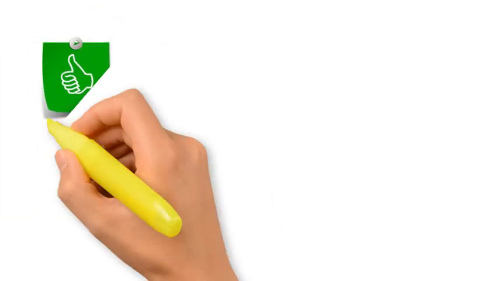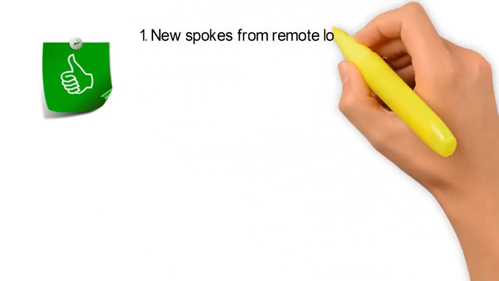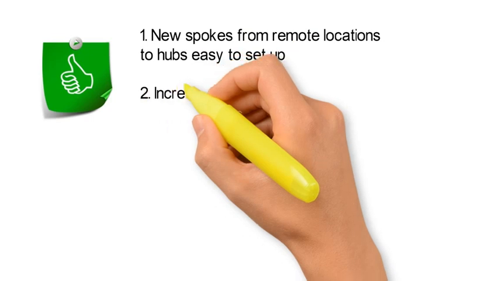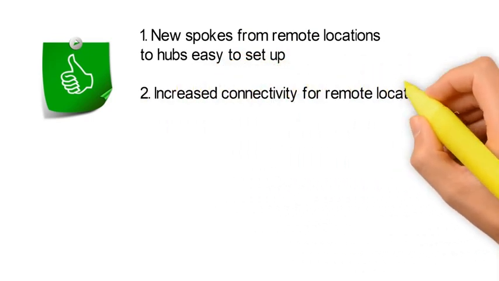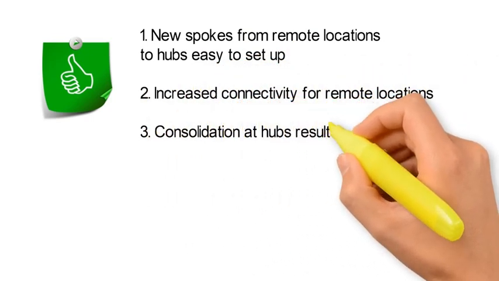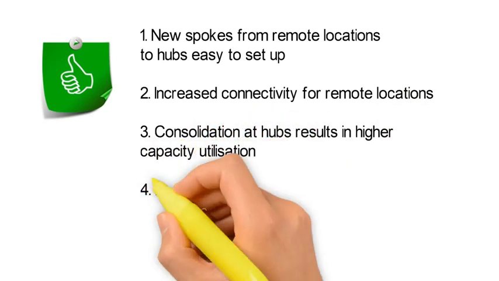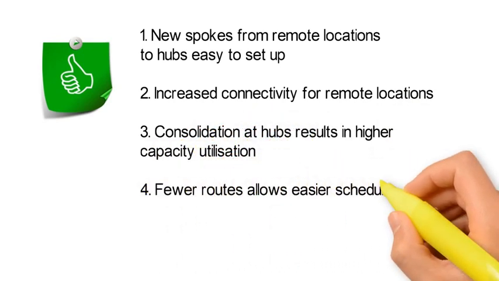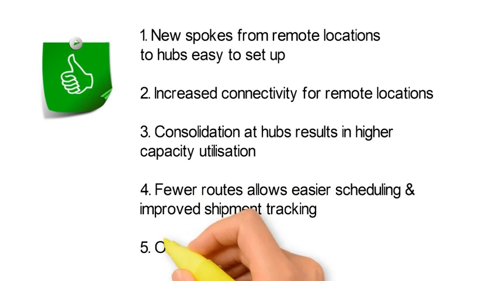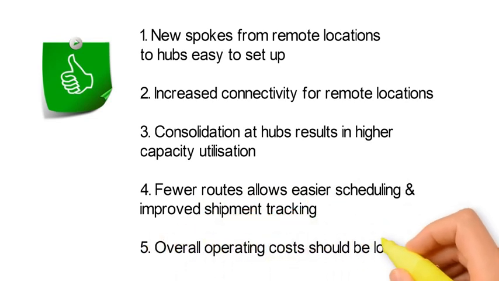So what are the advantages of the hub and spoke system? New spokes from remote locations to hubs are easy to set up. There is increased connectivity for remote locations. Example, there may not be enough volume for direct flights from a remote city such as Kuantan, but through its connection to KL, it gains connections to all other cities easily. Consolidation results in higher capacity utilization. Fewer routes means easy scheduling, and overall cost should be lower.